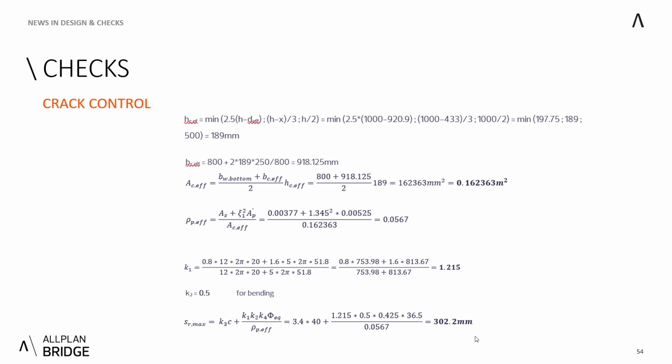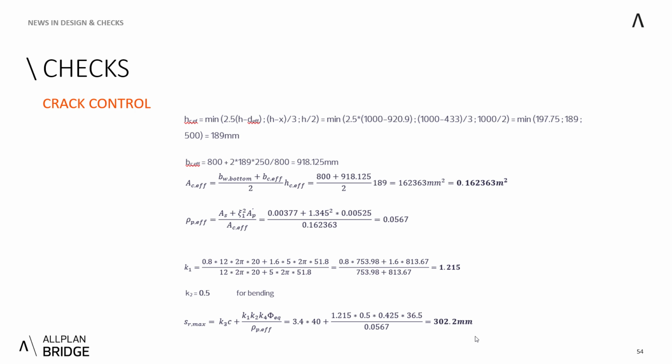Then we can recalculate the reinforcement ratio inside this area, which can be, the result can be 0.0567. And then we can recalculate this bond characteristic of both rebars, which as you can see, we have 12 rebars of 20 millimeters diameter, plus 5 tendons with this effective diameter, which we explained before on the previous slide, being 59.8 millimeters, resulting into the K1 being 1.215.